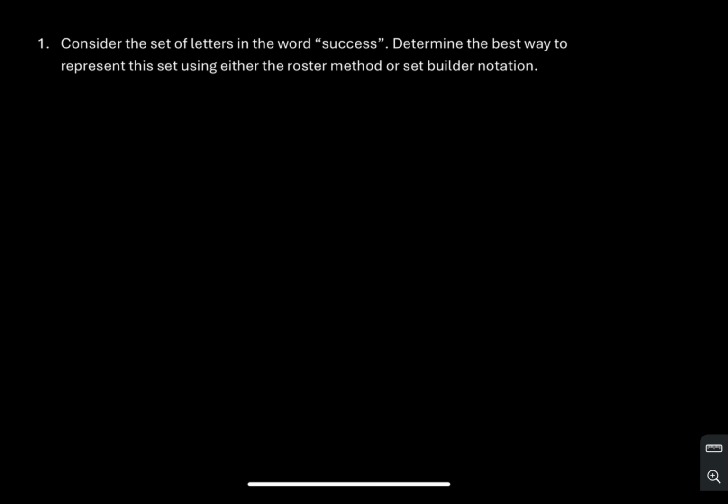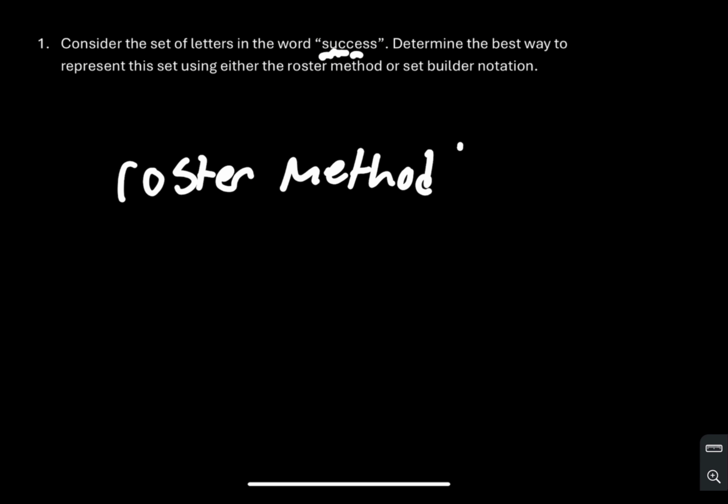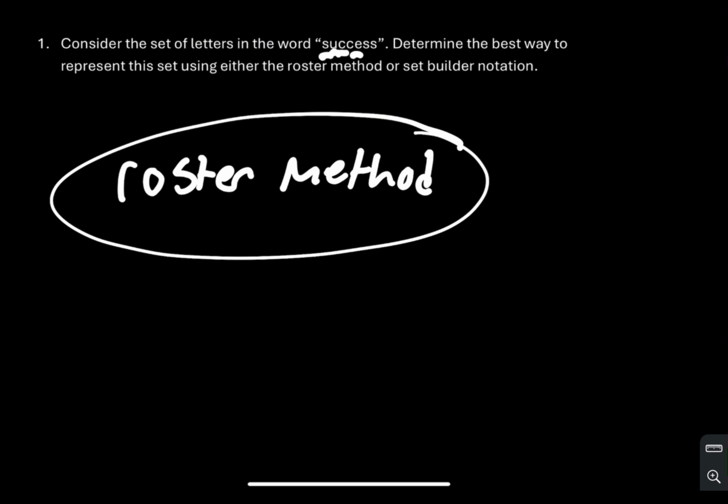Now for this problem, we're trying to write the set to represent all letters in the word success. So in success we have an S, a U, a C, and an E. So it's only 4 letters. We can write that one by one if we wanted to. So that means that the best way to represent this set is going to be roster method, since it's such a small amount of elements in our set. So that's going to be your answer.